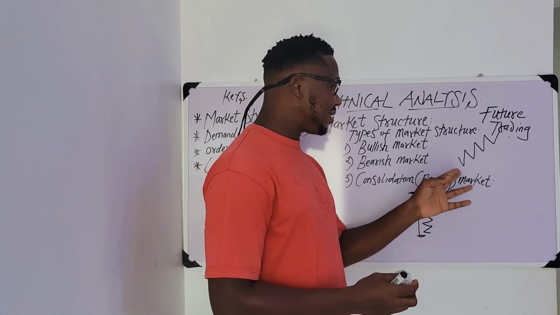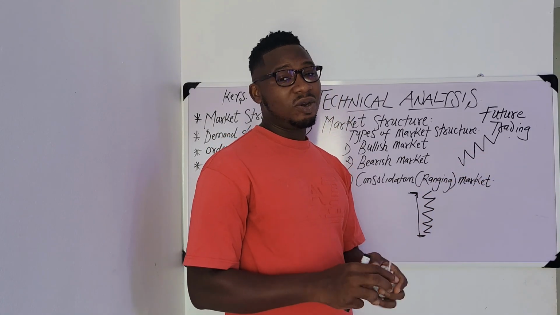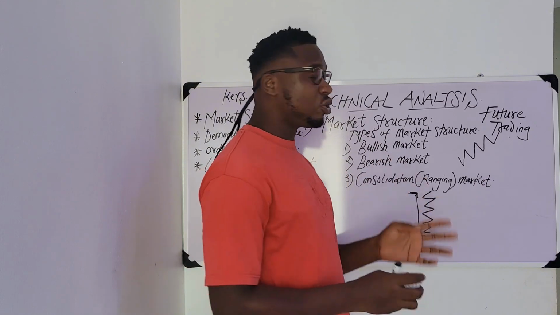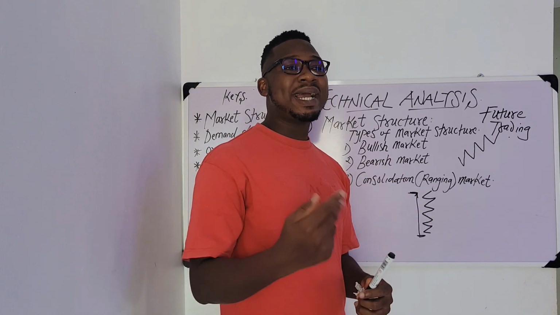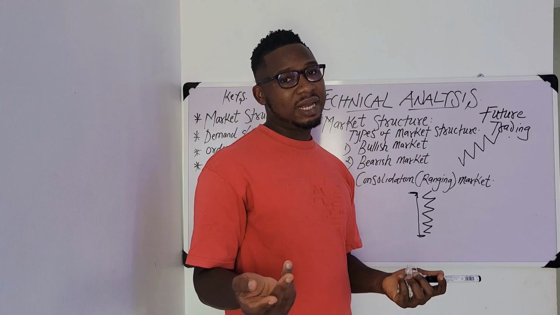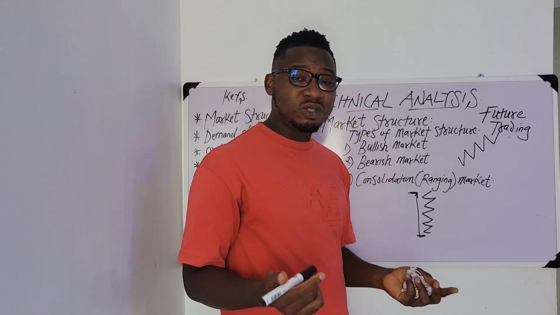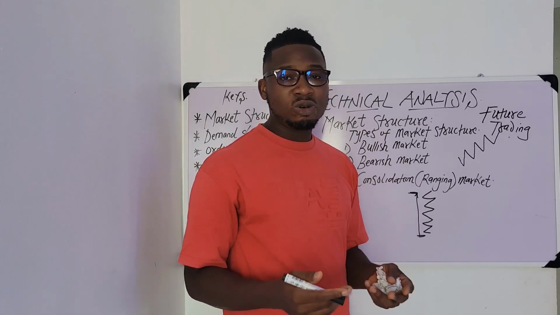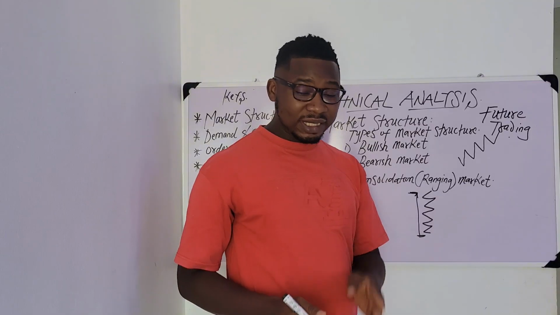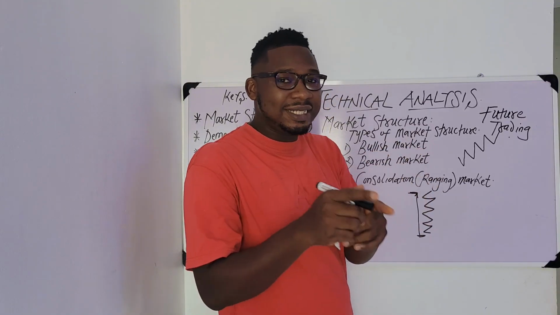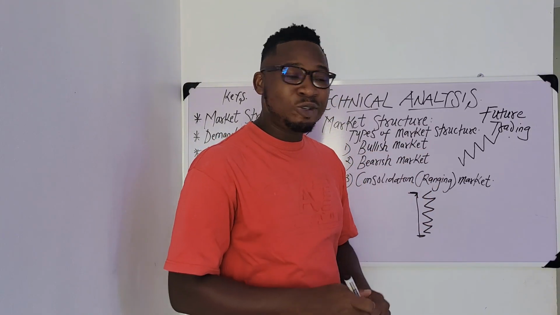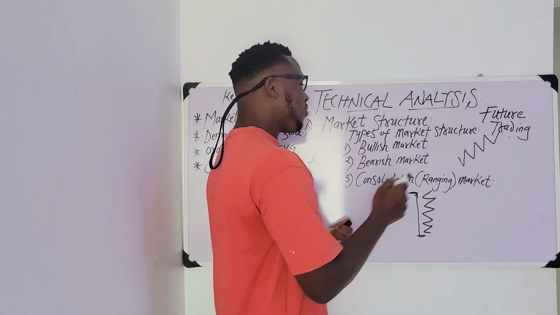So don't let those things you see on the chart confuse you. When we talk about market structure, it is simply the way the market moves. So where is it moving to? We don't know. Is it going up, or is it going down, or is it just consolidating? That brings us to what is known as the types of market structures.